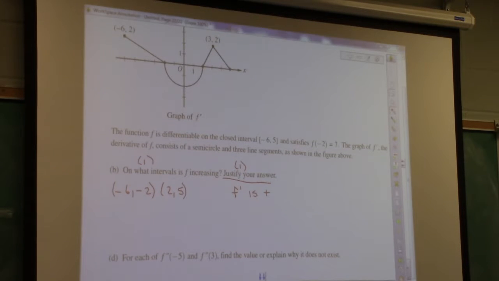But anyway. All right, how about part D? It says find for each f double prime of -5 and f double prime of 3, find the value, or explain why it does not exist. All right, so we're wanting to find the value of the second derivative at -5. 1, 2, 3, 4, 5. There's -5 right there. We're wanting to find the value of the second derivative at -5. How do we do that?